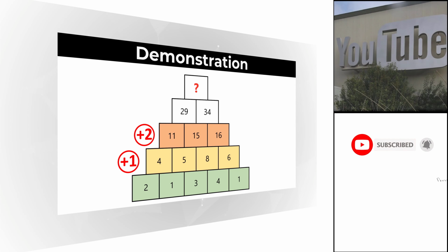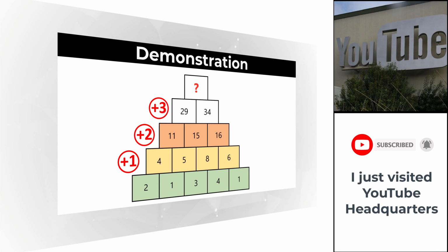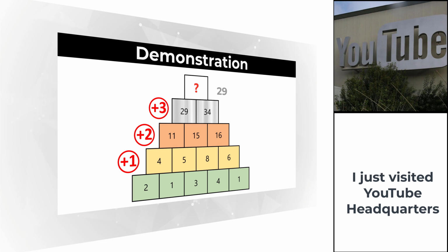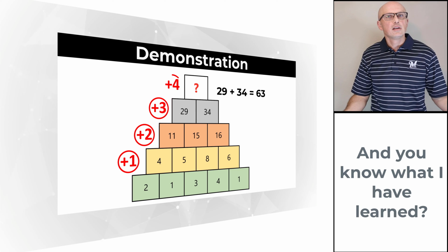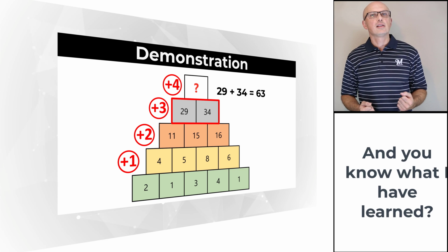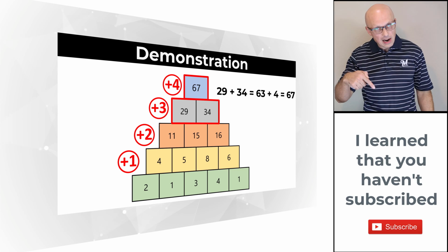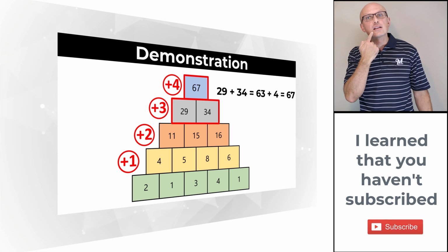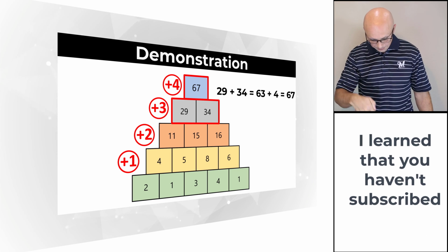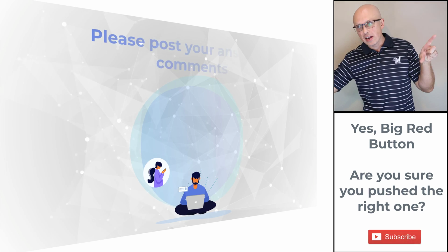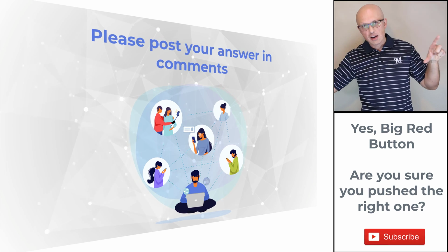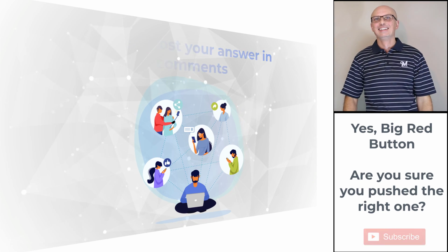Based on this information, the missing value can be calculated as 29 plus 34 plus the value of the increment, which would be plus 4, which is 63 plus 4, which equals 67. So the correct choice here is choice C, 67. Hopefully you've nailed this question on your own and now know how to answer similar problems in the test.